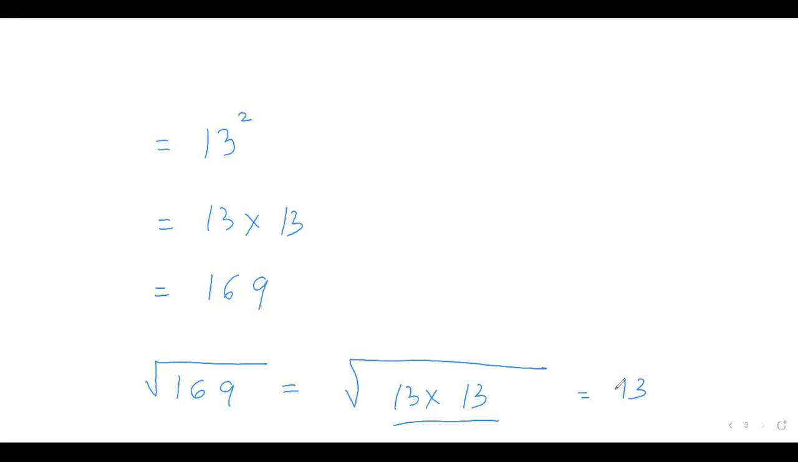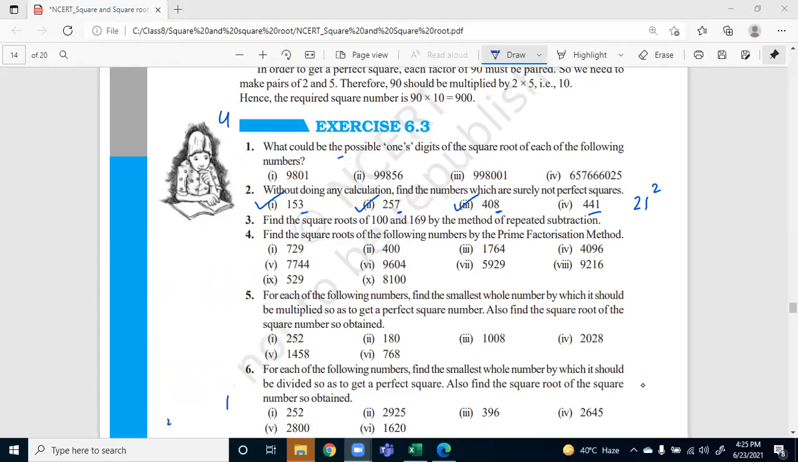Okay, ma'am. Let's move to the next question. Okay, this is the prime factorization method. So we will be trying first, fifth and ninth part. Rest are the same, the method is the same. So let me do the first for you, that is to find the square root of 729 by prime factorization method.